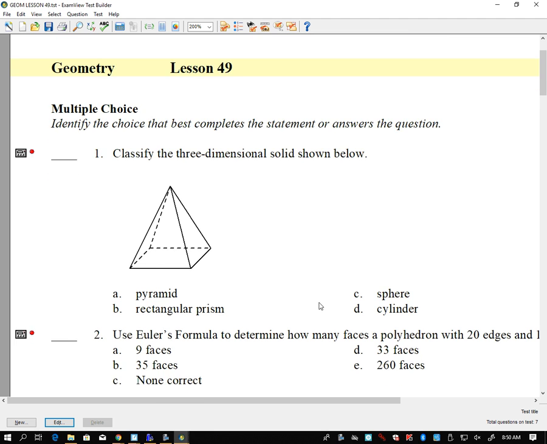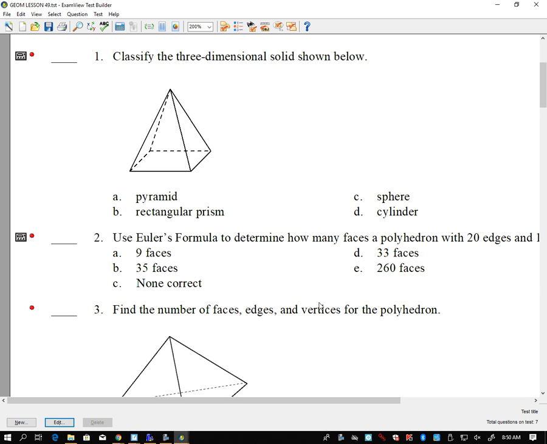All right. So let's take a look at this. We want to classify the three-dimensional solid shown below. Is this a sphere? No. Okay. Is that a cylinder? No. Is it a rectangular prism? No. How do I identify the difference between a prism and a pyramid? Obviously, there's some differences of opinion on what this is. Okay, so a shape on the bottom.